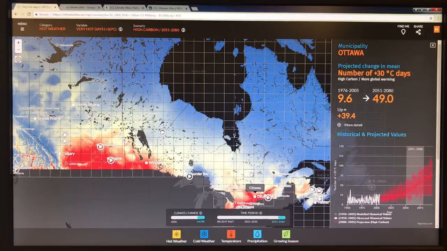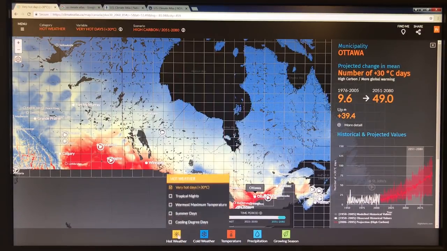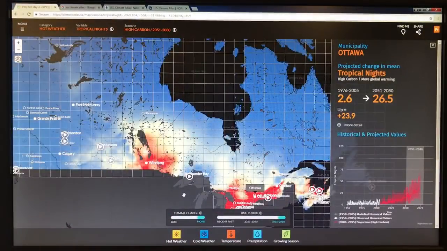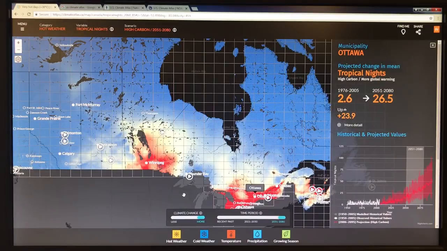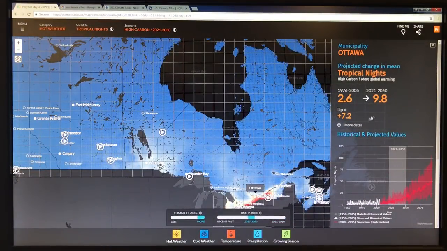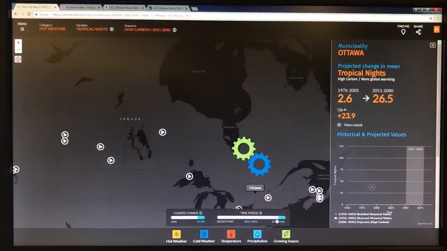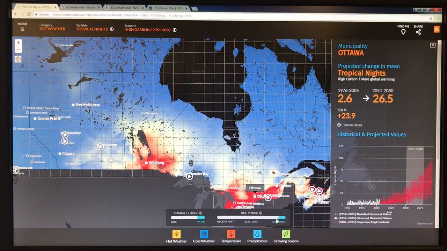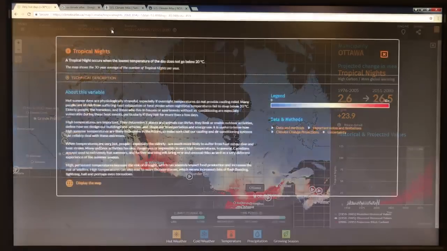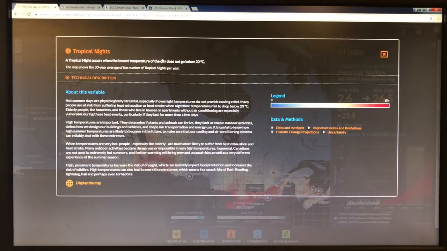So let's have a look at some of the other parameters. So this is hot weather, very hot days. We could also look at tropical nights, for example. Tropical nights are going from 2.6 nights to 26.5 nights in this time range, 2021 to 2050, an increase of 9.8 nights. It tells you the increase, and if you want to see how they're defined, a tropical night is when the lowest temperature of the day does not go below 20 degrees Celsius.